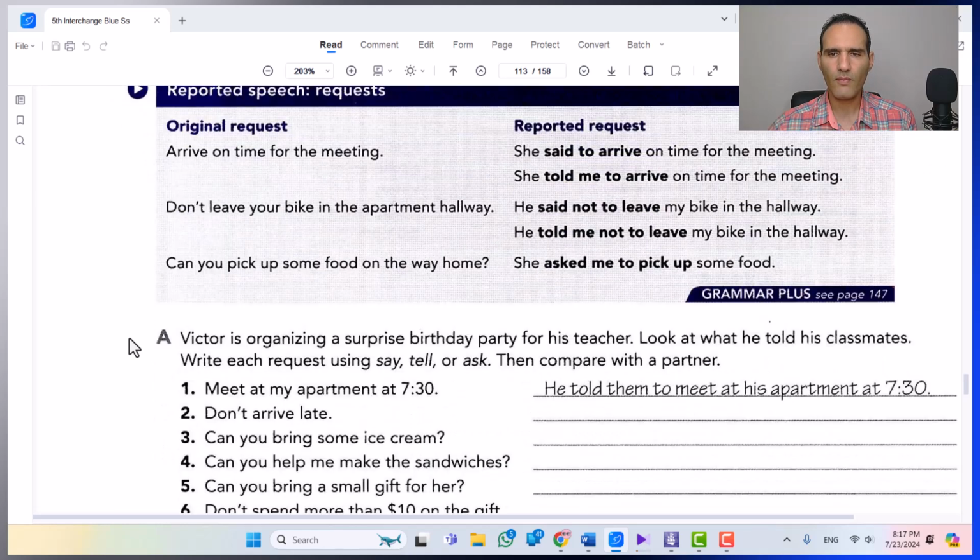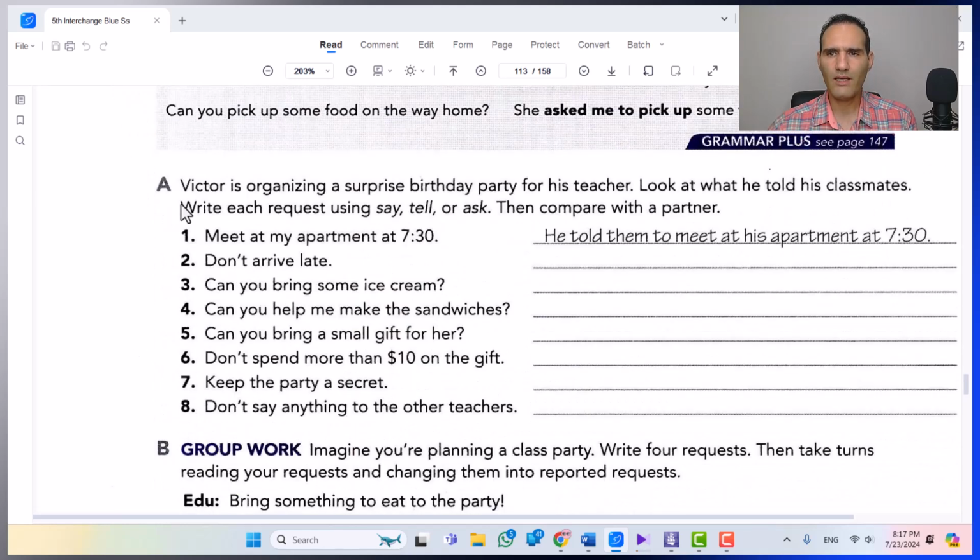So let's go to exercise A. Victor is organizing a surprise birthday party for his teacher. Look at what he told his classmates. These are the sentences that Victor is telling his classmates. Now, the reported speech for them. The original sentence that Victor is making: meet at my apartment at 7:30. Order, imperative sentence. He told them to meet at his apartment at 7:30.